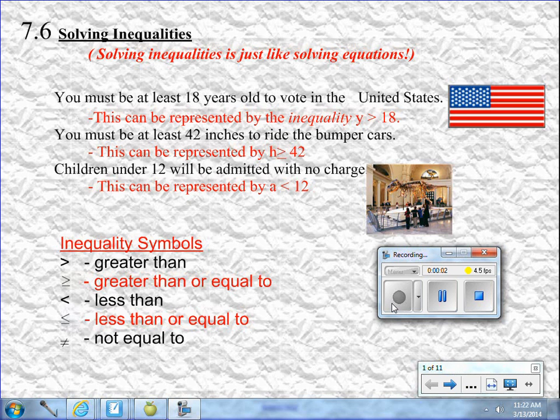Solving Inequalities, which is 7.6. Solving inequalities is just like solving equations. In these next three examples, we're going to talk about what an inequality is.